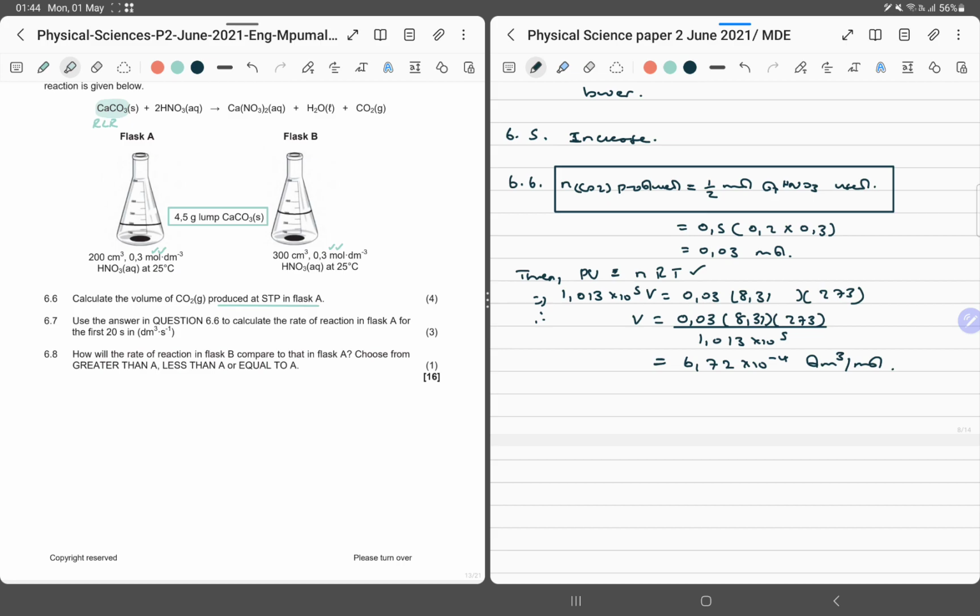So here you've got a formula. We do a substitution and then answer. Standard 3 marks. Oh, there's 4 marks here. So basically, the 4th mark is technically getting that number of moles. Alright, so it says use the answer in question 6.6 to calculate the rate of reaction in flask A. So we want the rate of reaction in flask A.